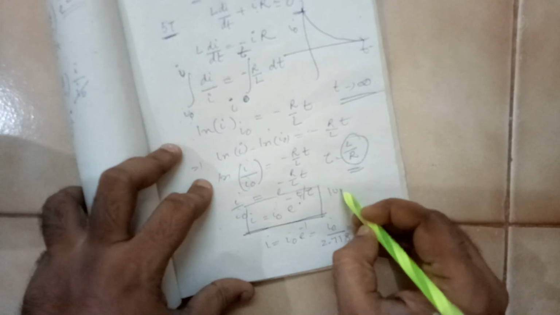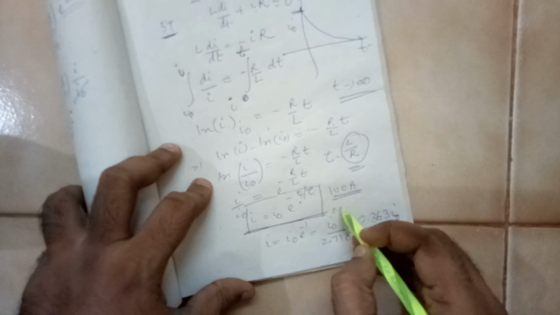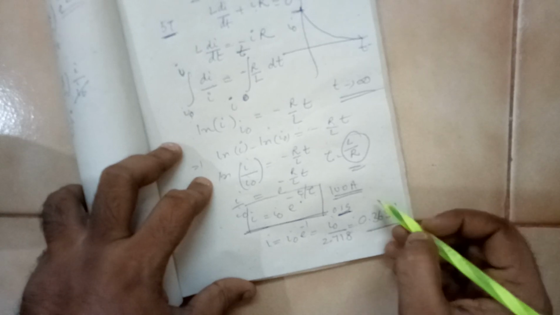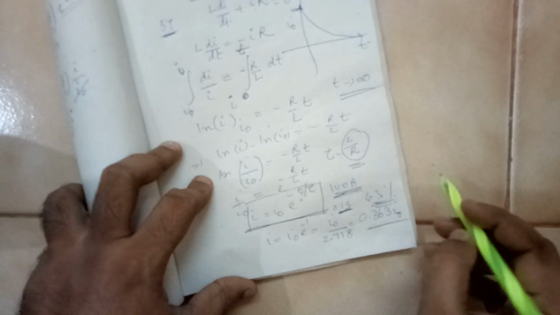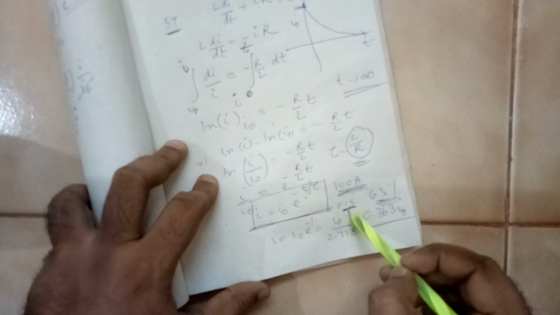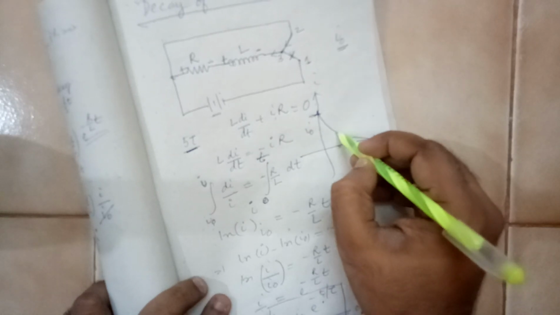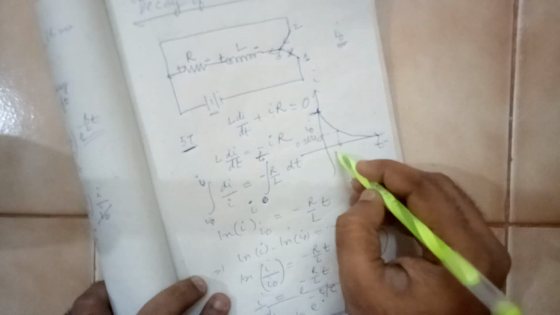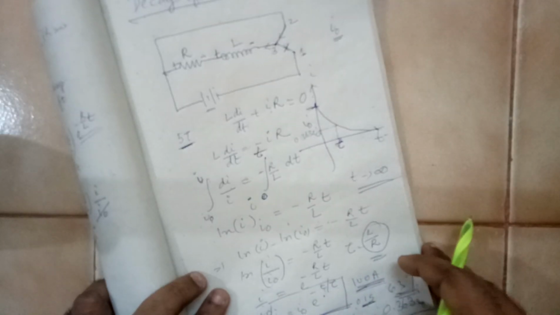Let us say you have 100 amps current, and in one time constant, let us say 0.1 second, it has decreased by 36%. 36% got decreased from this value. That means now it has become 63% approximately. 36% it lost in one time constant. So if you locate this value somewhere here, it will be 0.363 I0 at t is equal to tau. So this is one point.